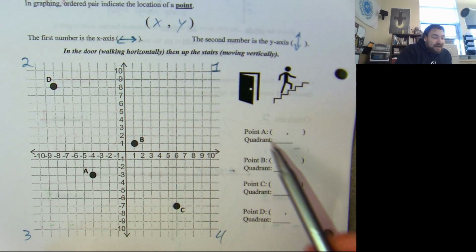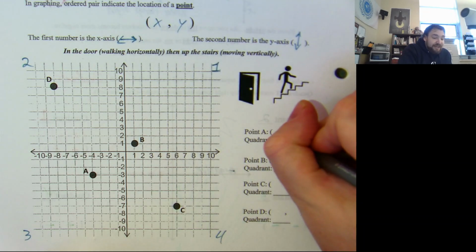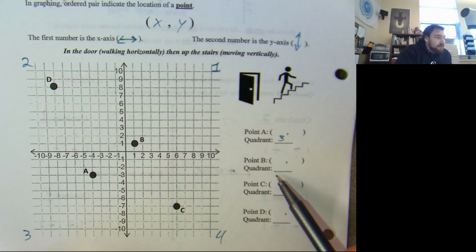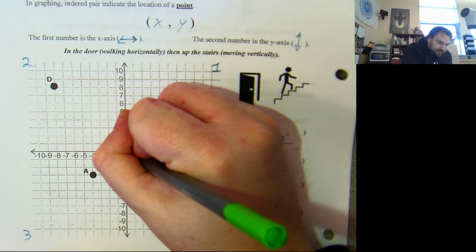So point A is actually where, Ethan? A is in 3. B is in 1, that's right. C is in 4, and D is in 2. And now we can actually go ahead and start labeling their coordinates, or labeling their points in space. To do that, we always start at the origin.